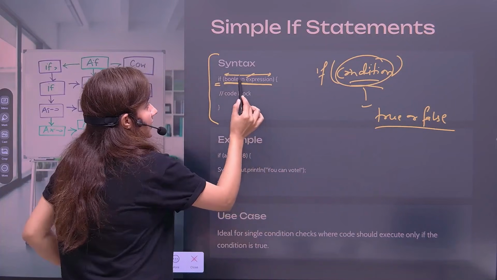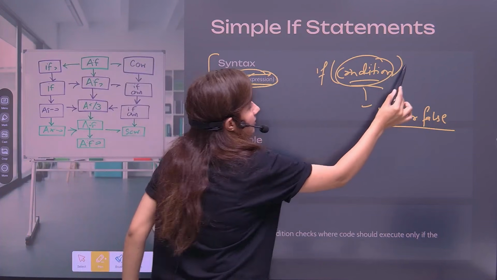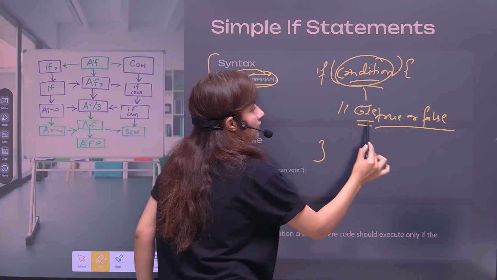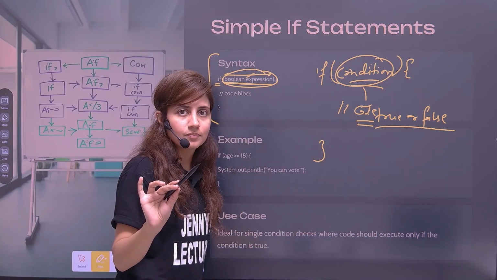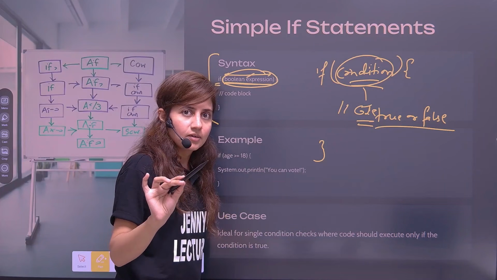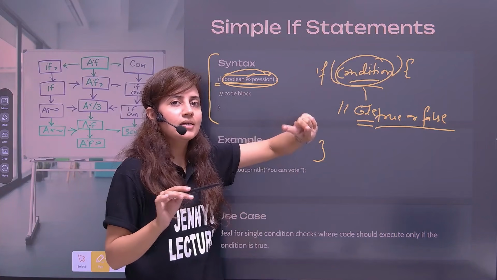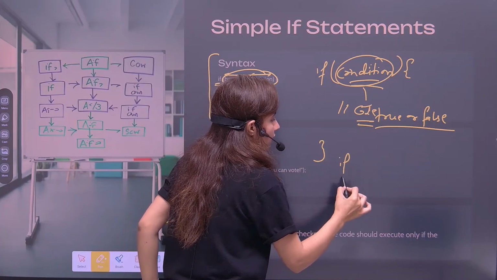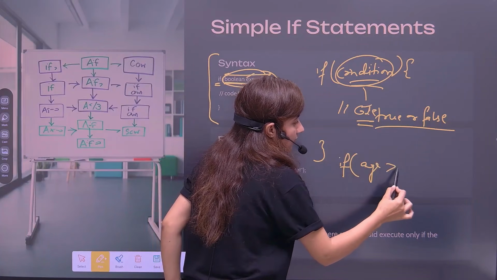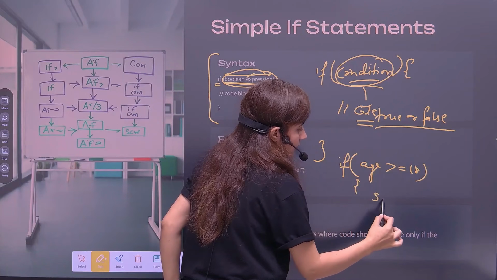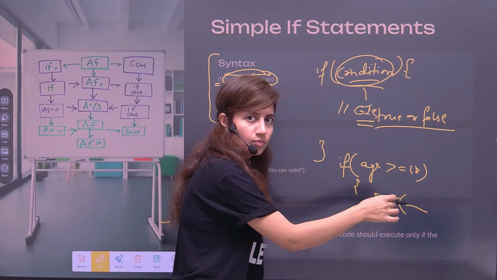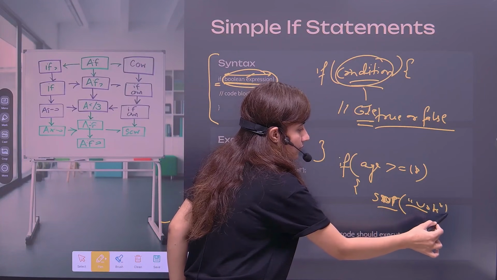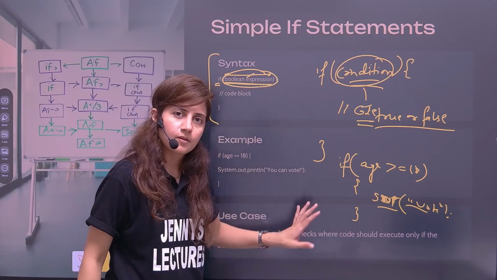So if this condition is true, then in these curly brackets we write code, and only then this code would be executed. That's it. This is basically known as single selection statement, right? Suppose if age greater than or equal to 18, then we write System.out.println, or SOP we can simply write, you can vote. And that's it. Simple if.